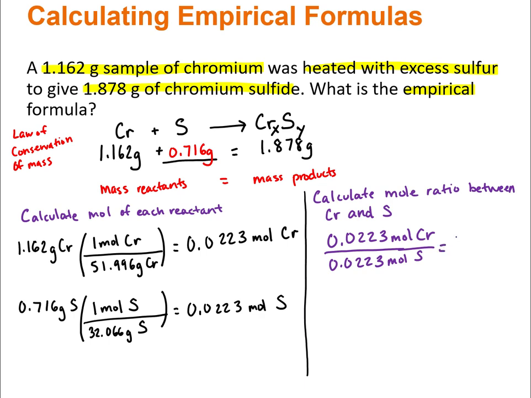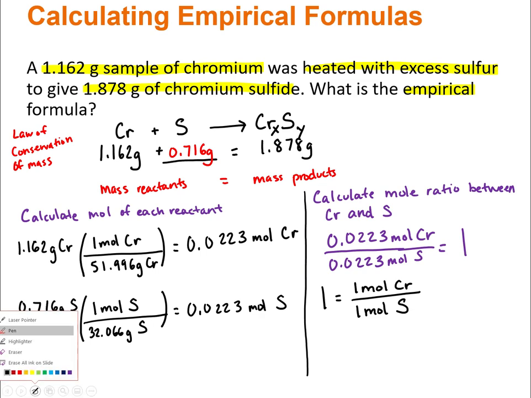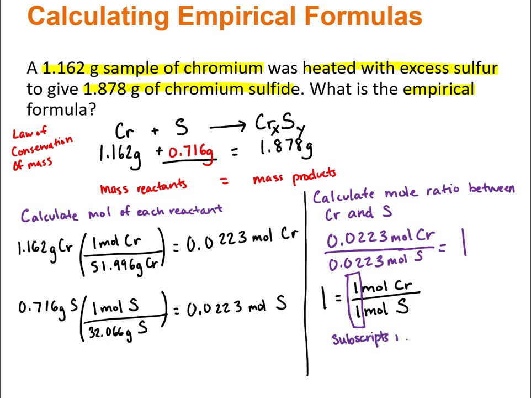When you do that division, your calculator is just going to tell you one. But you need to be able to interpret that. That one means that you have one mole of chromium for every one mole of sulfur. And those numbers are your subscripts in your empirical formula. So our empirical formula for this case is CrS, one mole, one mole.